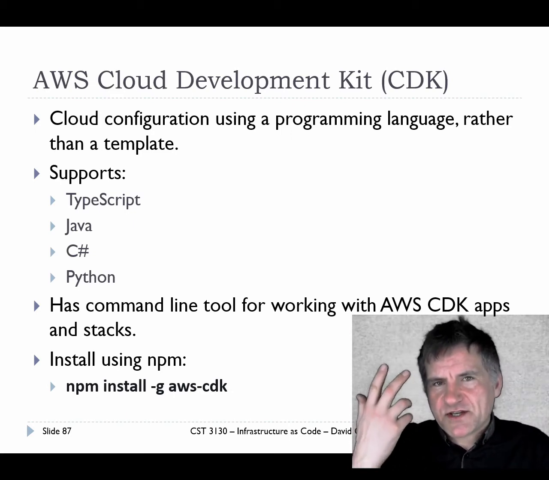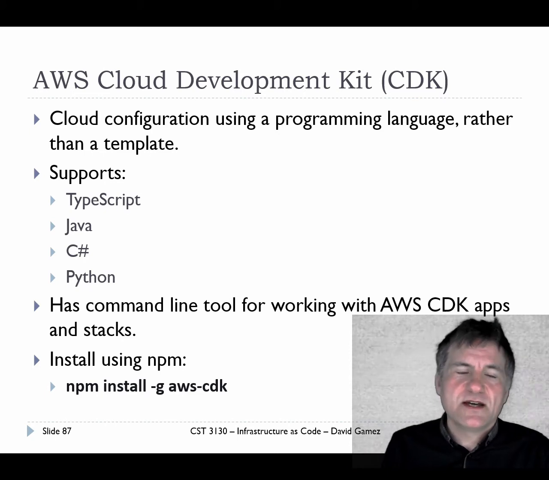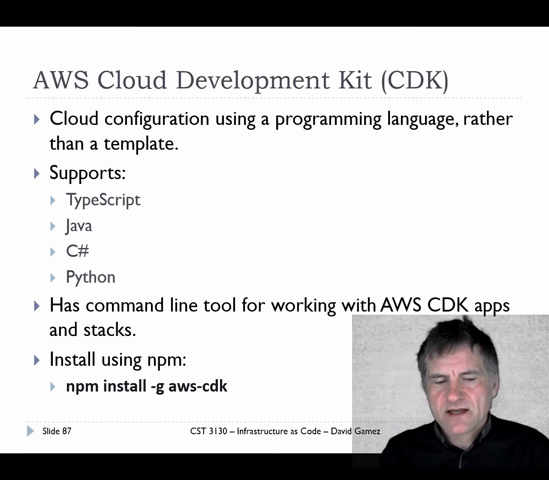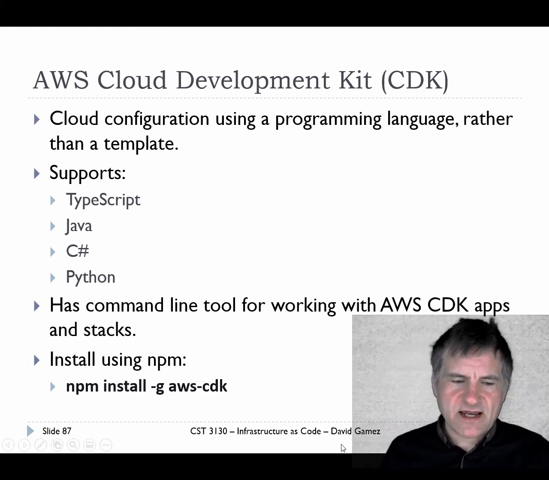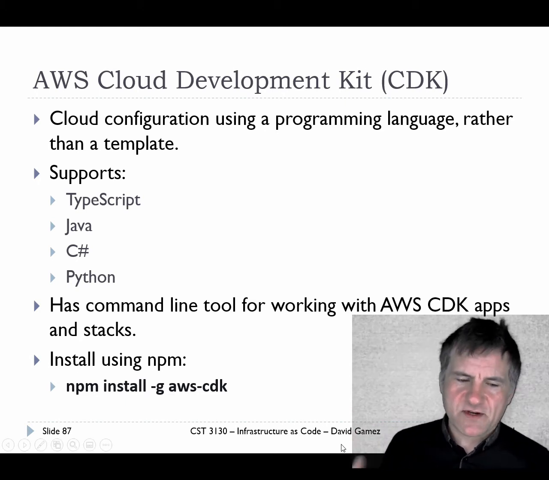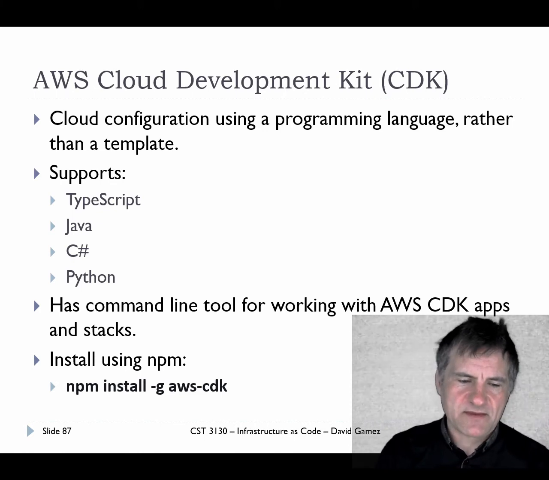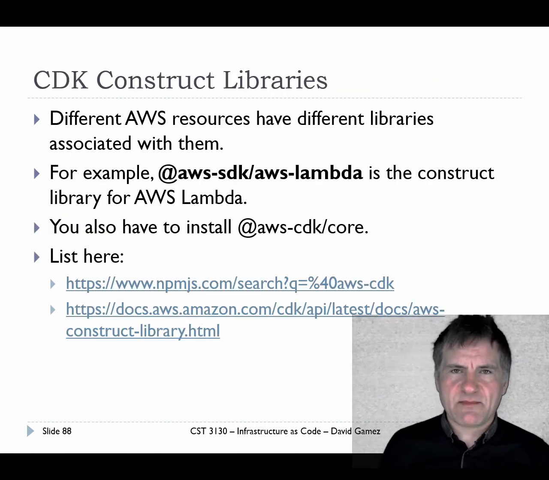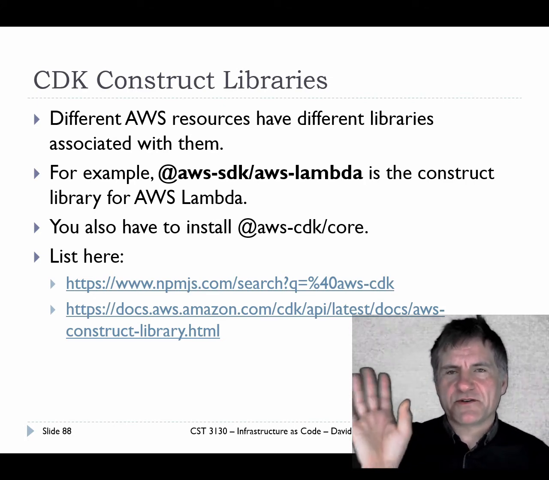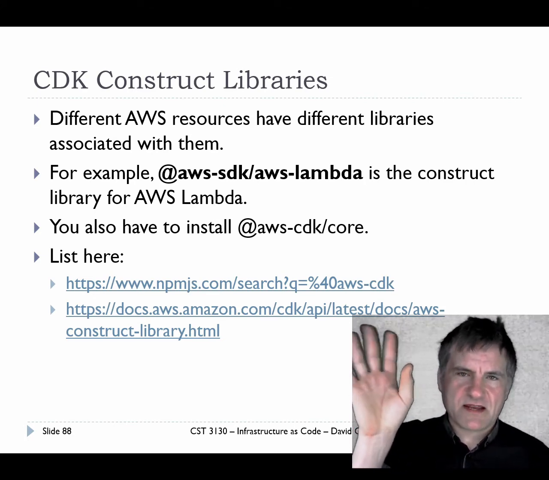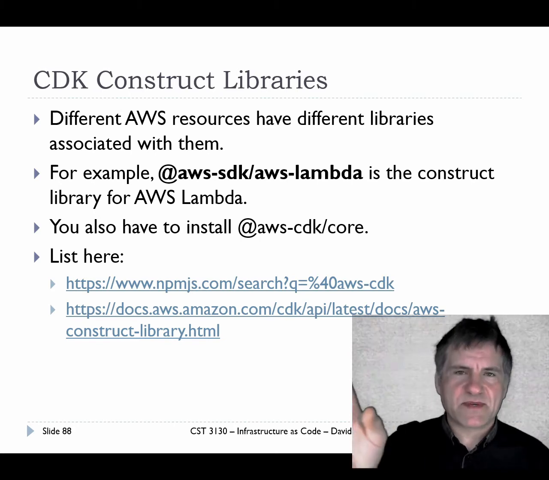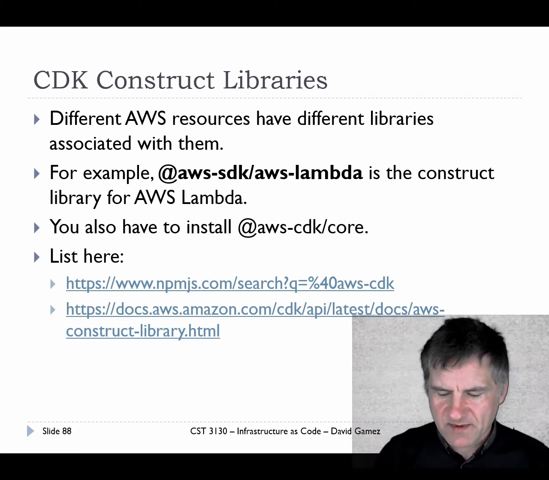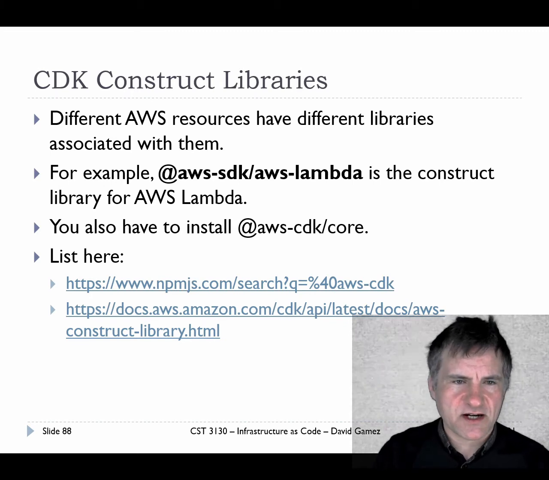So we can basically write JavaScript or TypeScript code, or code in another programming language, to create the cloud infrastructure. So we install the AWS CDK. It's just a node module like TypeScript. We can install it globally in the usual way. And we also have to install these construct libraries. The construct libraries correspond to different types of cloud infrastructure resource, things like Lambdas or API Gateway or databases and so on. And there's a couple of links there to the complete list of these construct libraries.